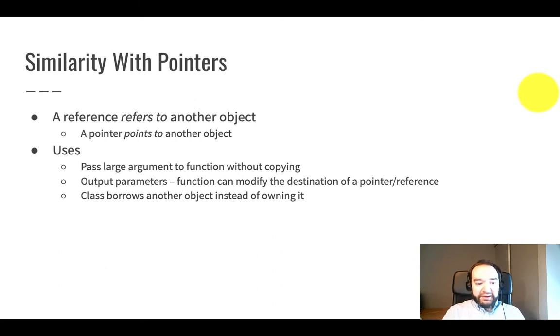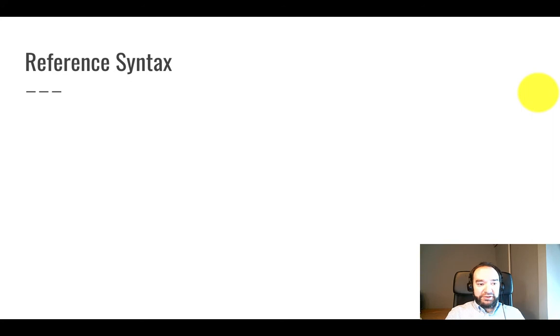Finally, a class can borrow another object instead of owning it. Sometimes it makes sense for a class to have a pointer to another object or a reference to another object instead of containing a complete instance of that object that the class owns. One example we'll see in this class is an iterator object, which represents a location within a data structure. So it has a pointer or reference to the data structure that it's referring to. We don't want to make a whole copy of that data structure.